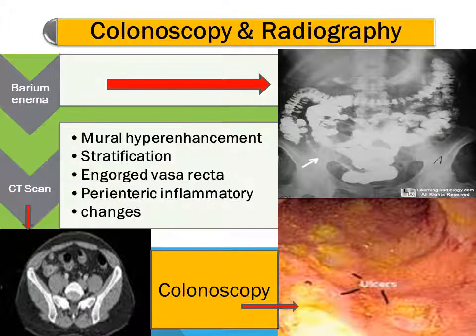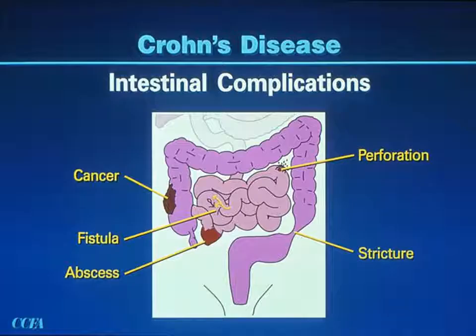Lab tests: C-reactive protein may be elevated, ESR elevated, leukocytosis may be there, anemia and hypoalbuminemia may be there. If we go for the colonoscopy, radiography, barium enema, and CT scan, this is the video picture of Crohn disease. You can see the scaling there. While in the CT scan there are mural hyperenhancement, stratification, engorged vasa recta, and perienteric inflammatory changes may be there. We can go for the colonoscopy and see the diagram.